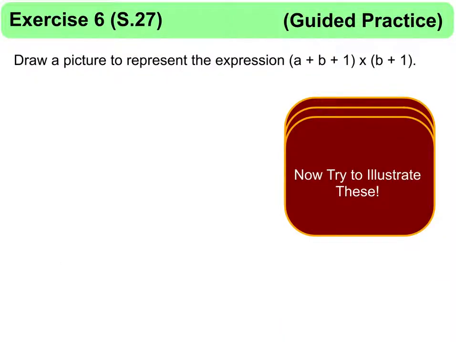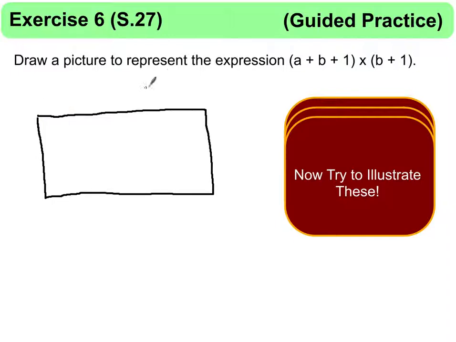The last set of examples is exercise 6, where it says to draw a picture to represent the expression a plus b plus 1 multiplied by b plus 1. And so it expands on the idea that this factor here has 3 pieces in it versus this factor having 2 terms. And so it does modify our box a little bit to where rather than it being a square, we're going to draw a rectangle.